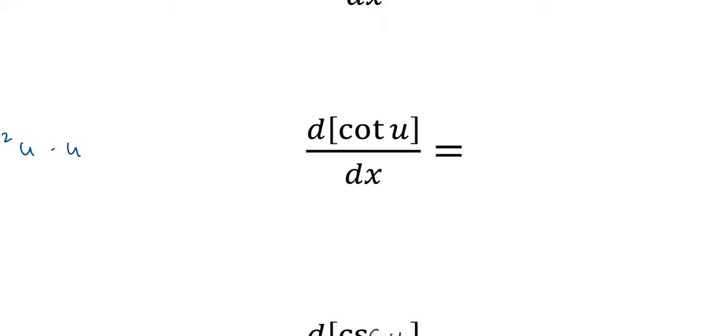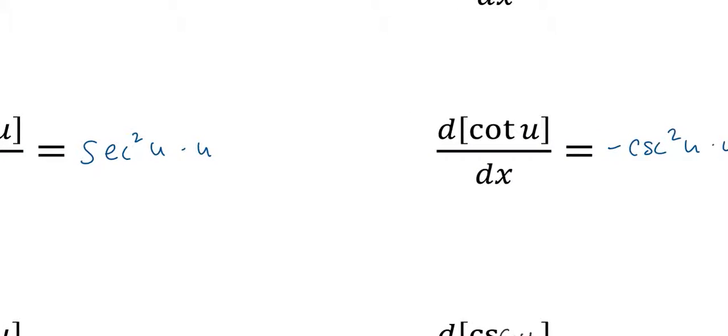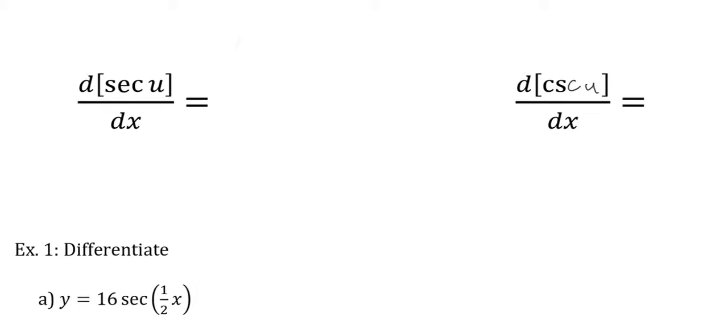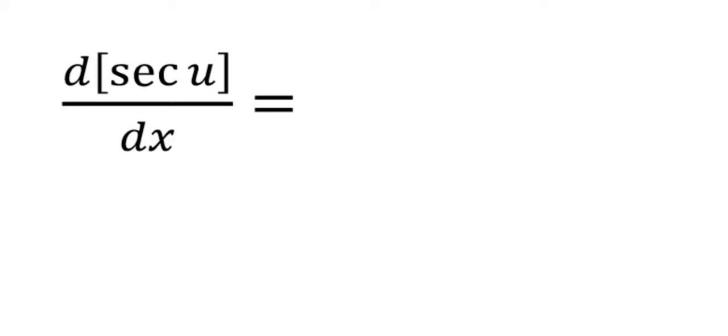Negative cosecant squared. Yeah. U times u prime. So we haven't seen that one. A lot of questions today are cotangent for whatever reason. And then we only did this as like, we explored how to do secant as a reciprocal function. So we've seen it, but we haven't actually used it. But does anybody remember what it is?